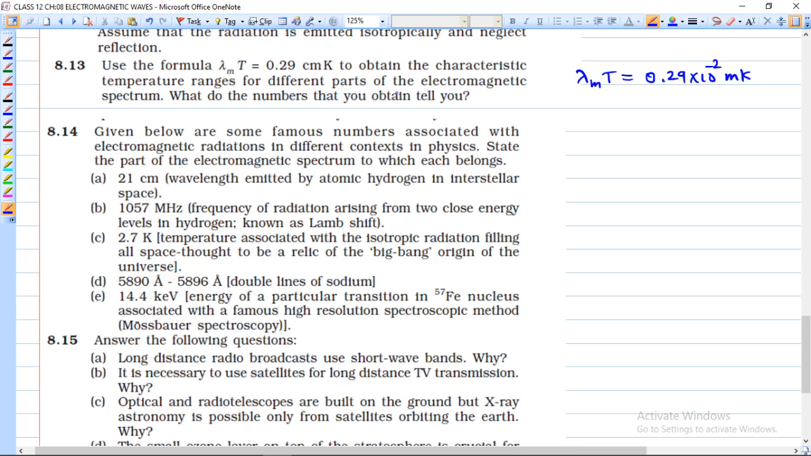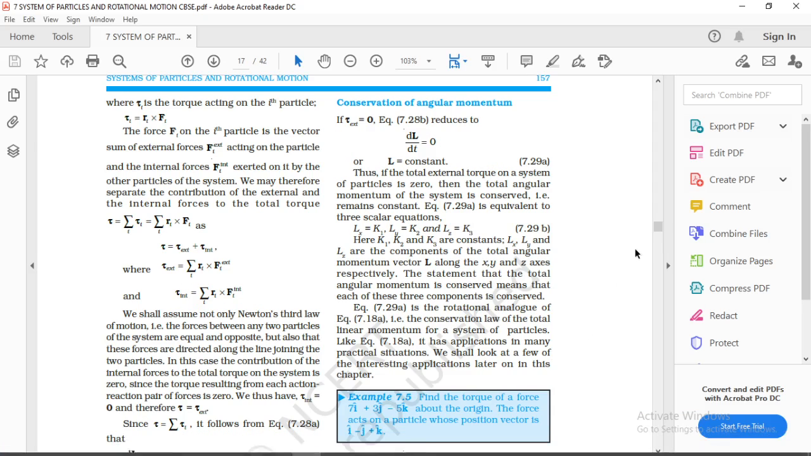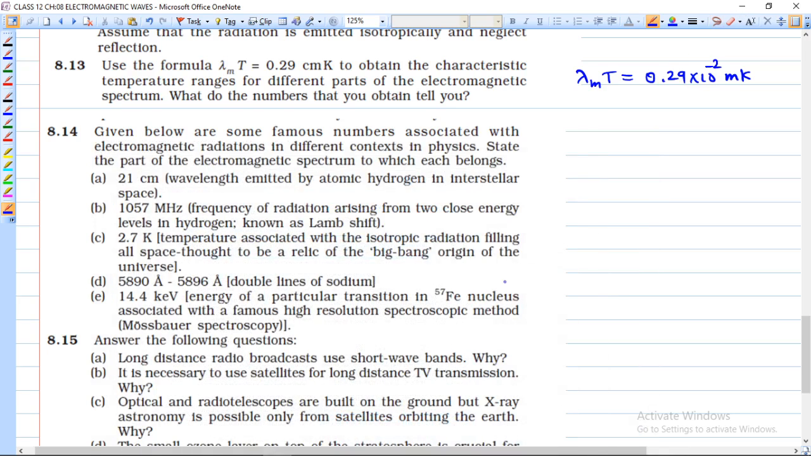Okay. To obtain the characteristic temperature range of the different parts of the electromagnetic spectrum, what do the numbers that you obtain tell you? अच्छा, मतलब कि सबकी डिफरेंट डिफरेंट आपको टेम्परेचर फाइंड करना है. कैसे? आपको वेवलेंथ रेंज दी गई है, फिर से वो टेबल याद करो. ठीक है, टेबल याद करोगे तो पता चलेगा आपको वेवलेंथ रेंज दी गई है. देखो मैं आपको ये टेबल दिखाता हूँ. ये टेक्स्ट बुक है. सॉरी, ये टेक्स्ट बुक नहीं है, ये तो मैंने दूसरी खोल ली थी.